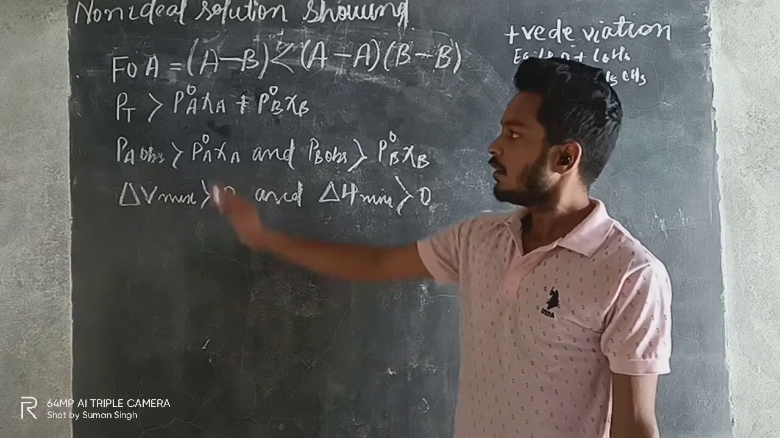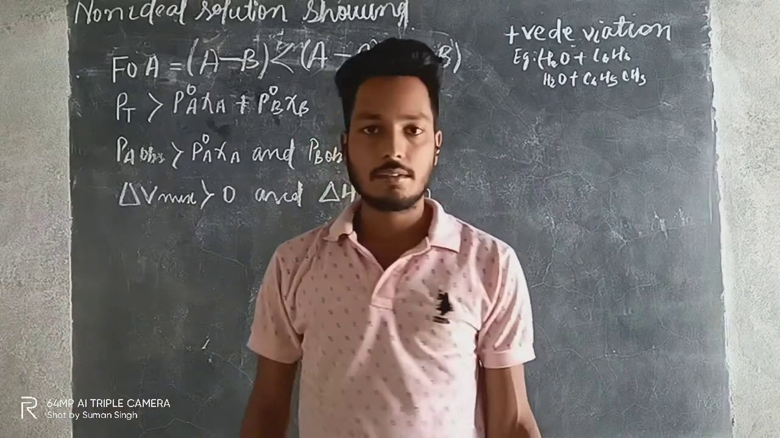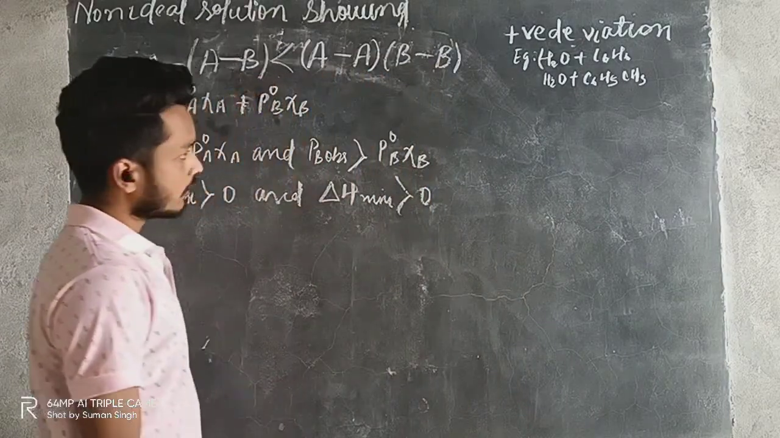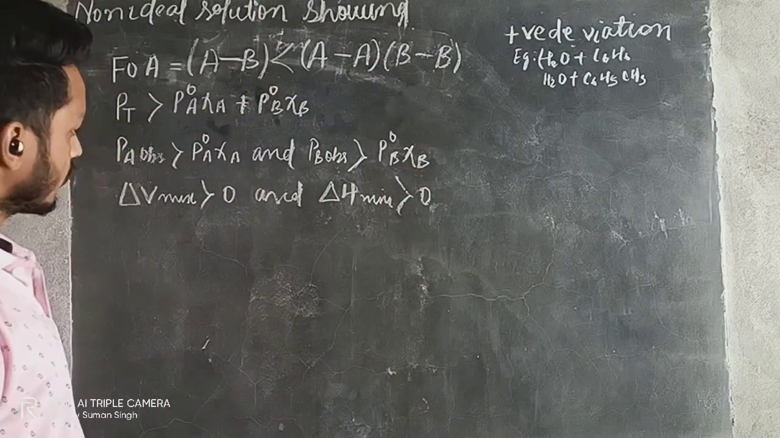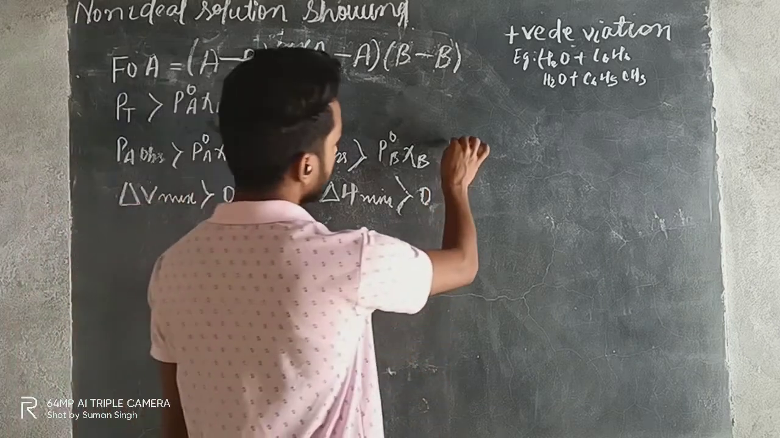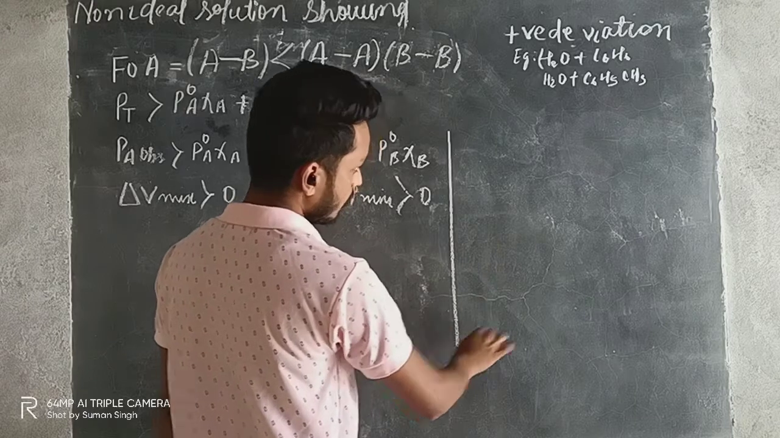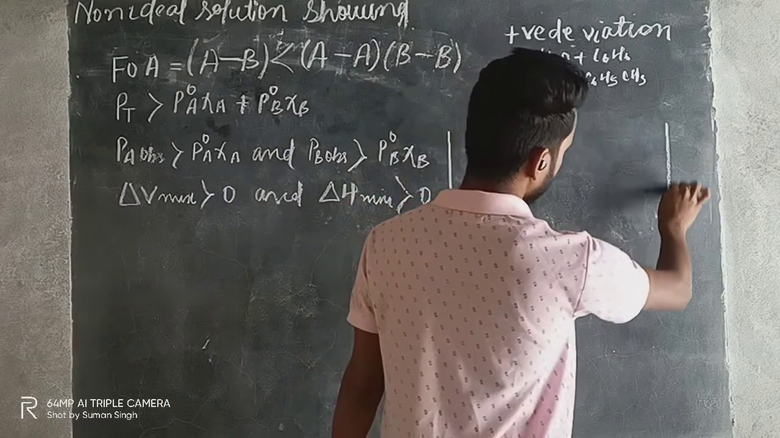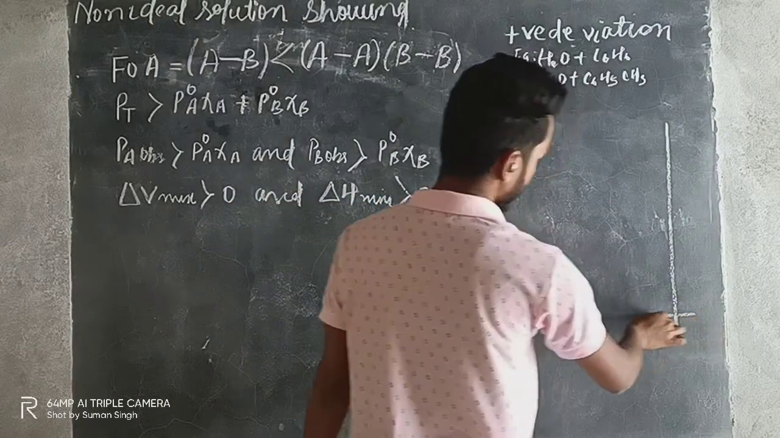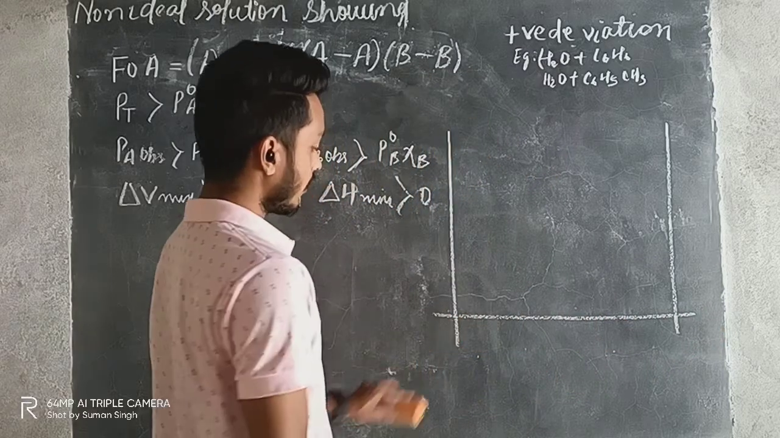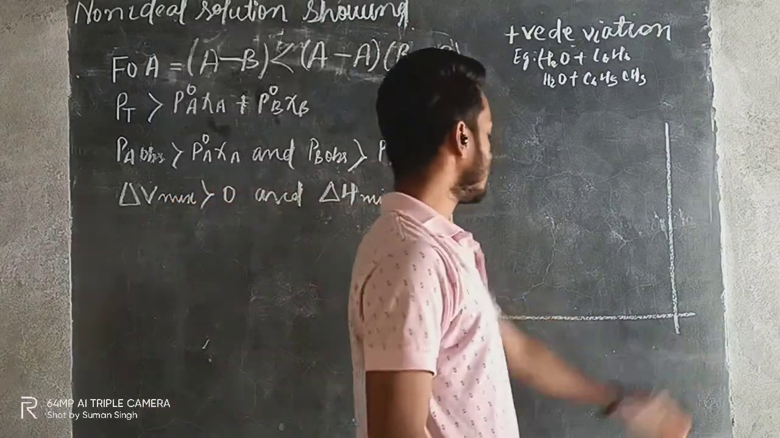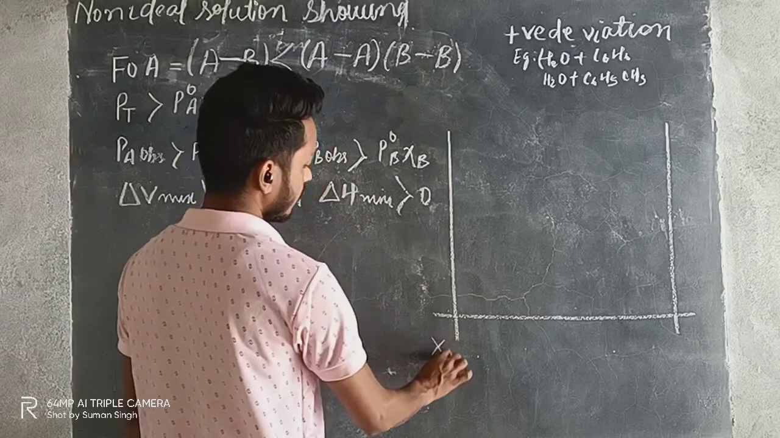Understood? So I hope this is clear, right? That was for positive deviation. Now we will try to understand with a graph. So I will draw the graph here. The graph will be the same as what we did in non-ideal. First of all, we will draw the graph of an ideal solution, which is what we have written here.